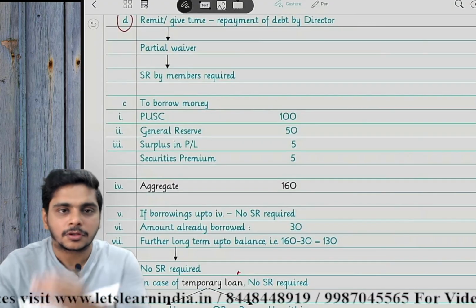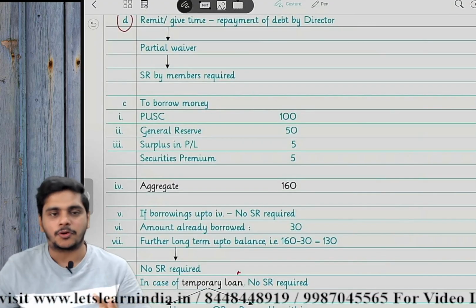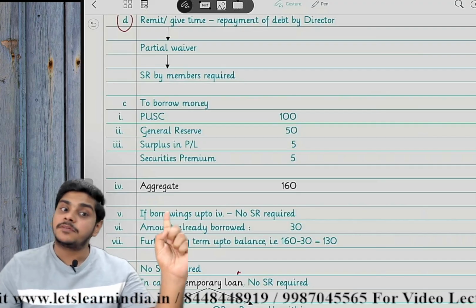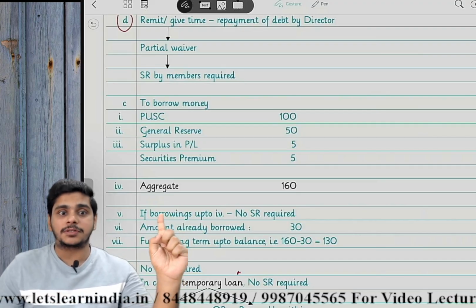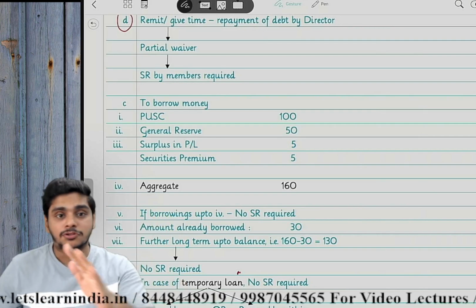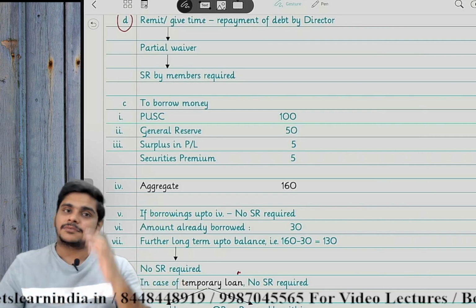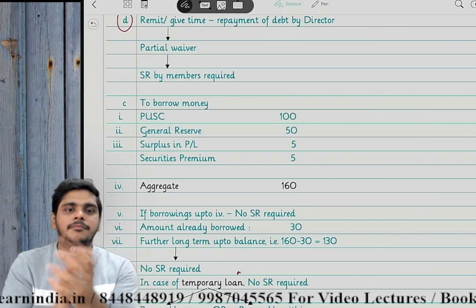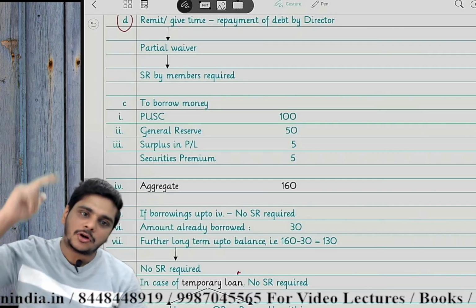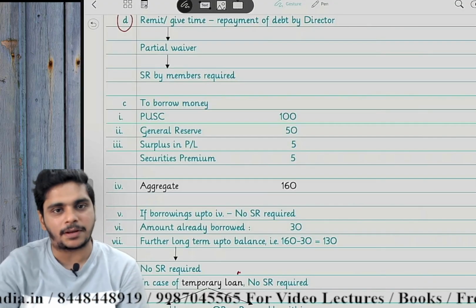Sir, what is C? To borrow money. So borrow money was in 179 also, if you remember. Here also borrow money is there. But same logic: up to the limit, it is board ka power. Beyond a limit, it is members ka power by SR.